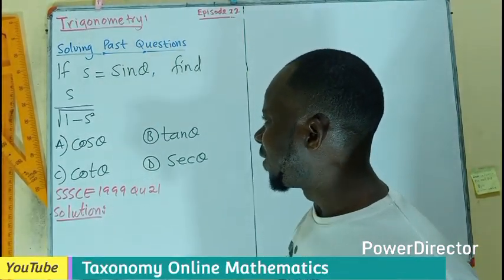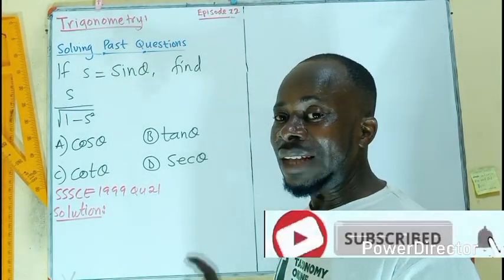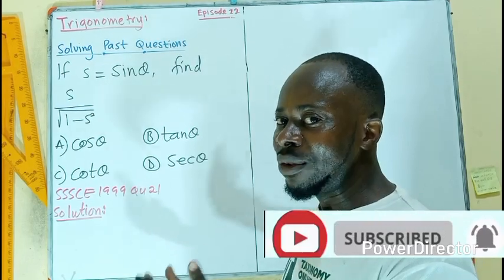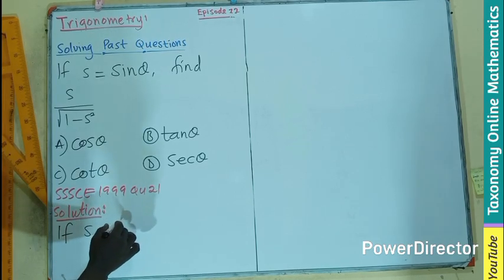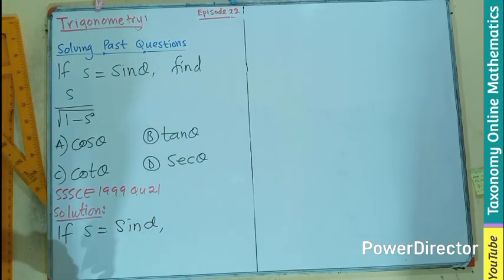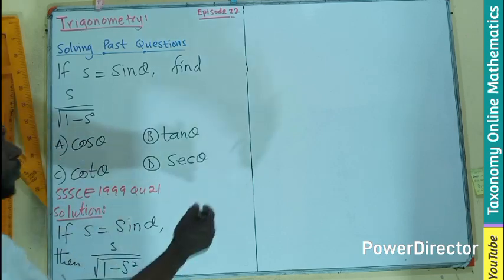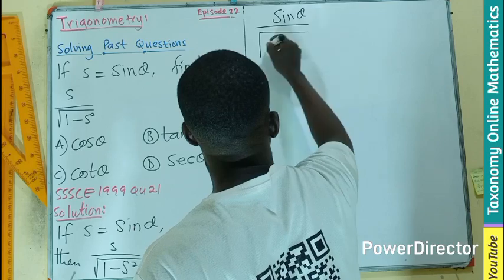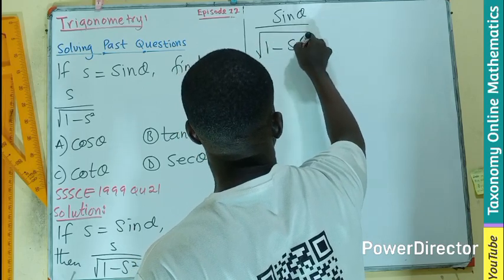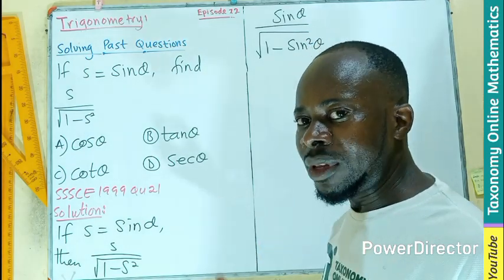If x equals sine theta, we are to evaluate x over the root of 1 minus x squared. Meaning, whenever I see x, I introduce the sine theta. So, if x is sine theta, then x over the root of 1 minus x squared will become sine theta over the root of 1 minus sine squared theta by substitution. Where I see x, I put in sine theta.